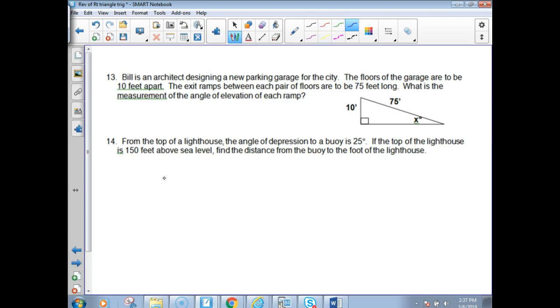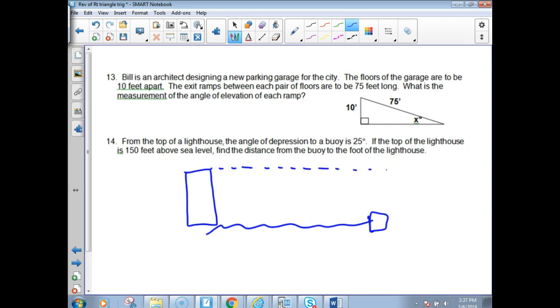14. From the top of a lighthouse, the angle of depression to a buoy. Okay, so buoys are out in the water, and you've got a lighthouse. The angle of depression always comes off a horizontal line. So that would be your angle of depression, 25. Now, angles of depression are equal to the alternate interior angles, by the alternate interior angles theorem. So that'd be 25. If the top of the lighthouse is 150 feet above sea level, that's 150. Find the distance from the buoy to the foot of the lighthouse.